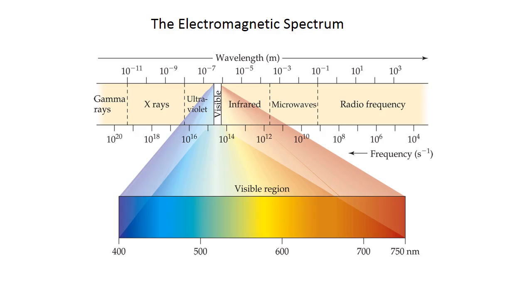In the visible region, you can divide that up, and that's expanded at the bottom of the image here, where the violet region of the visible region is just adjacent to the ultraviolet. That's not a coincidence. It's named ultraviolet because it's just below violet. And then infrared is just to the right of the red region, right?